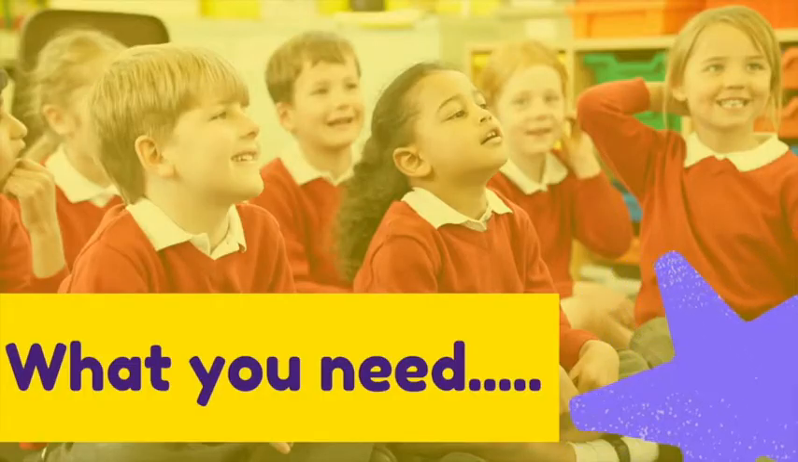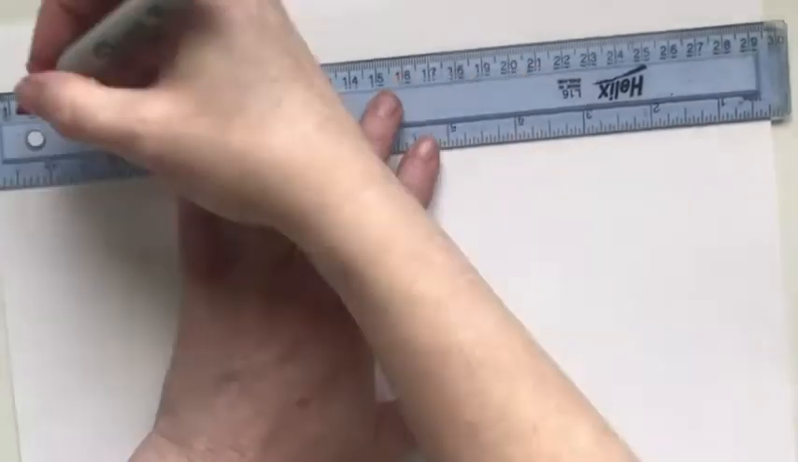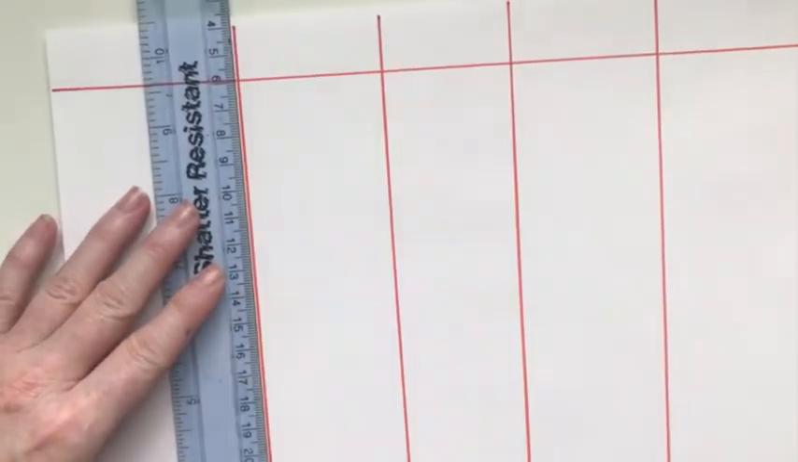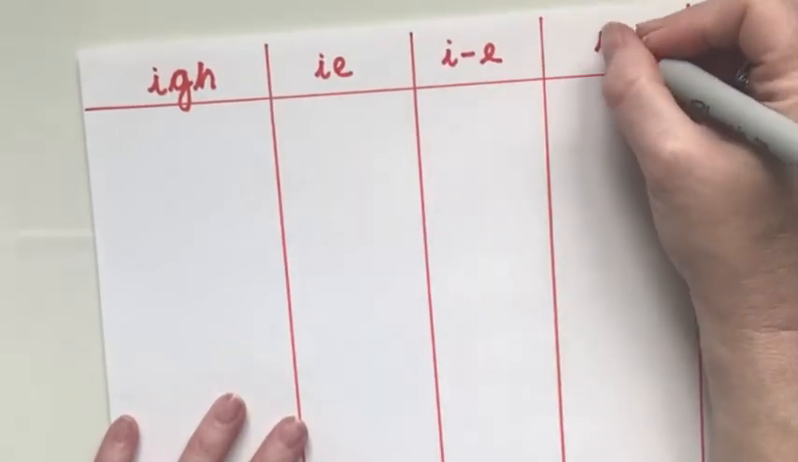What you'll need. This super sound sorter game is really easy to prepare. All you need is a grid including the number of columns for each of the spelling alternatives you want the children to be using. You can use the slides that I've included in the description below to print them out as worksheets, or you can teach the children to create their own on whiteboards or in workbooks.